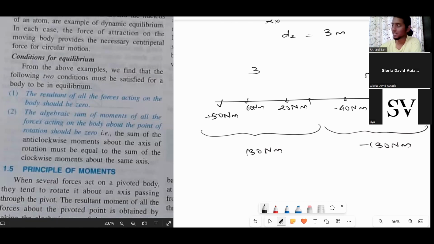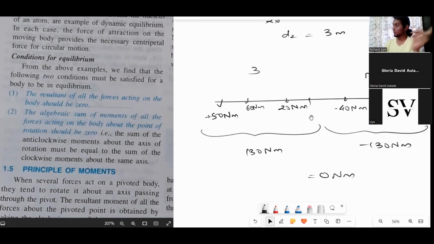Okay. So look at the second one. It says the algebraic sum of moments of all the forces. That means if you add all of this plus all of this, how much do you get? Zero, right? 130 plus minus 130 adds up to zero. So this is what the second condition is. The total sum of all moment of forces around that pivot, around that point, should be zero. So then we say that this object is at equilibrium.